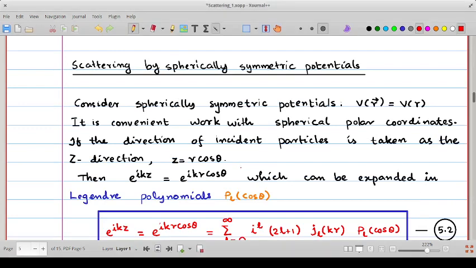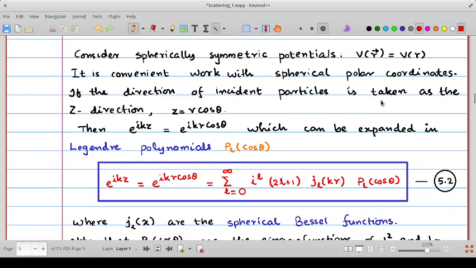We now consider scattering by spherically symmetric potentials. These are potentials where V(r) is simply a function of the radial distance only. It does not depend upon θ and φ. Now, the plane wave representing the incoming particles is given by e^(ikz), and in spherical polar coordinates where the z axis is taken to be the direction of the incoming particles, we can write z equal to r cos θ, and e^(ikz) becomes e^(ikr cos θ).